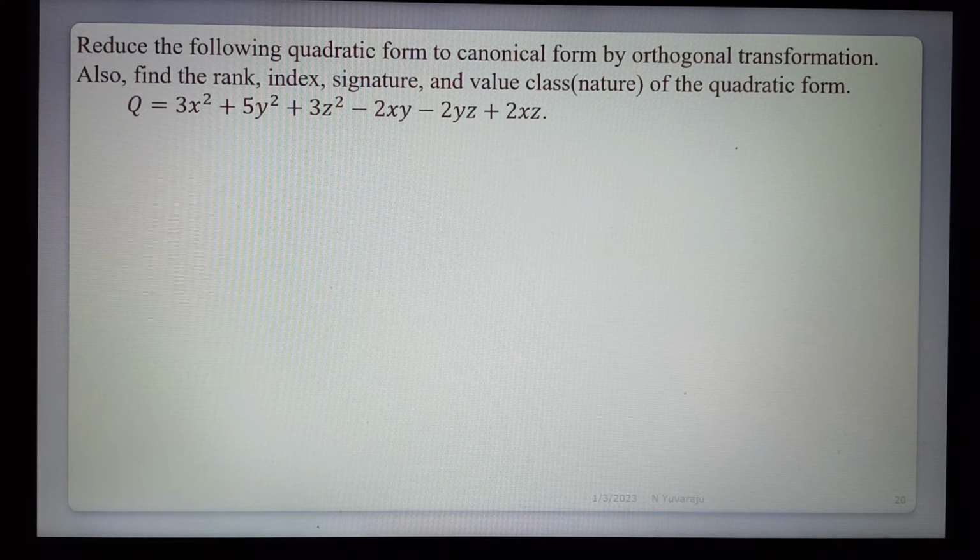In this method, what is the procedure? Using x is equal to Py, where P is an orthogonal matrix. Orthogonal matrix means P transpose is equal to P inverse, right? We already found this in the previous unit 2, which is the diagonalization.